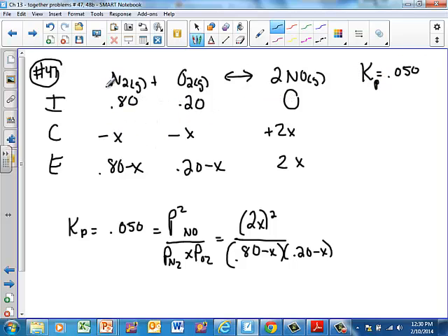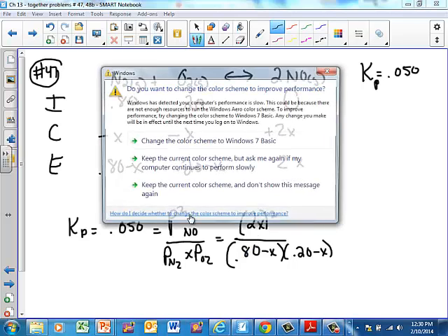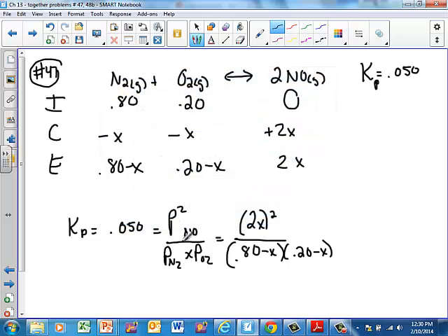I've got my initial concentrations, my changes. Remember, since they give me reactants, these are going to be negative x and negative x plus 2x. And then I have my equilibrium down here. So I set Kp up to the equilibrium expression, and I went ahead and plugged it in here just a little bit. You've got 2x squared, because that's a 2 in front of it. I've got 0.80 minus x and 0.20 minus x.